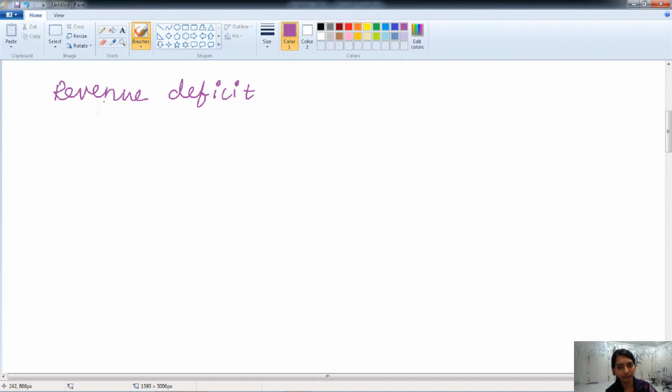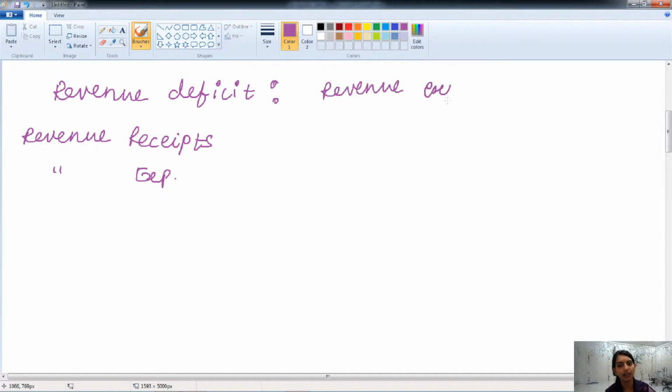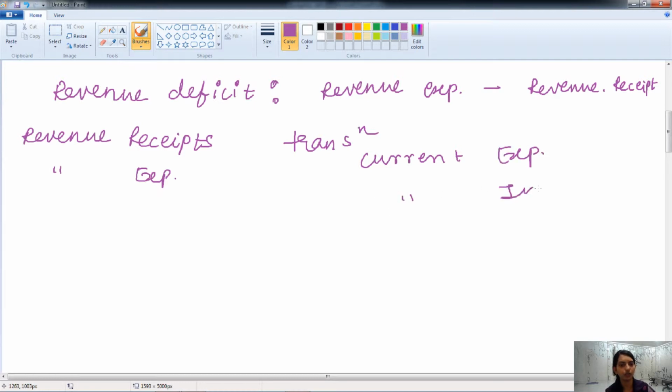We have the revenue budget in the government, that is one of the type of the budget. Revenue budget include the revenue receipts and revenue expenditure. Now revenue deficit. So when the revenue expenditure is higher than the revenue receipt, then we have the revenue deficit. Here the revenue deficit includes the transactions related to the current income and current expenditure only.